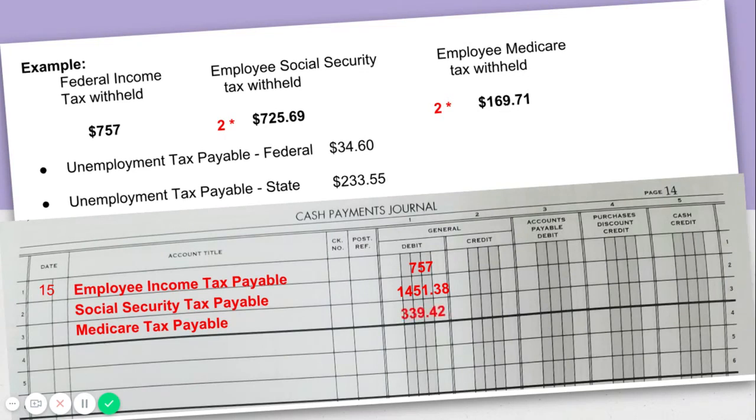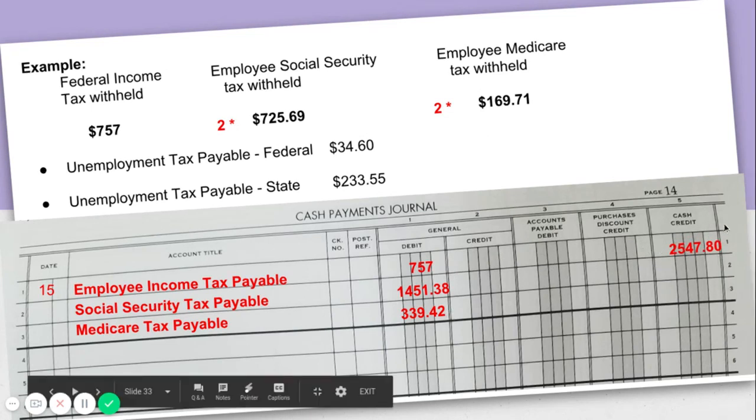We get $339.42. Since all three of these are on the debit side, to balance it out, we need to put something on the credit side. And this is where we pay it in cash on the credit side. So total of these three is our cash credit.